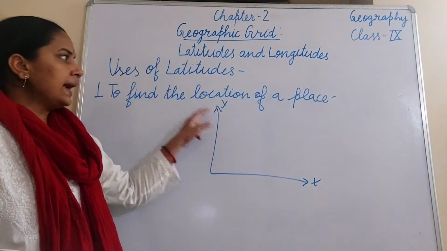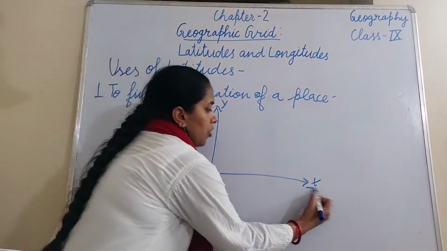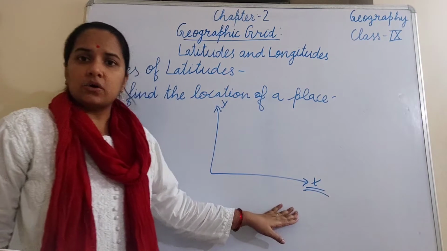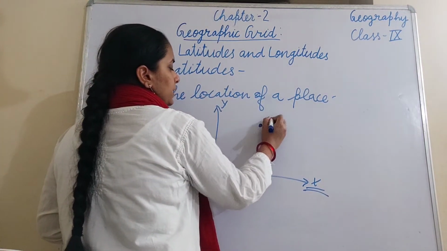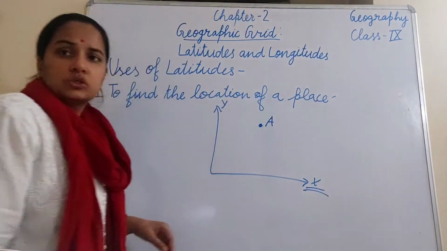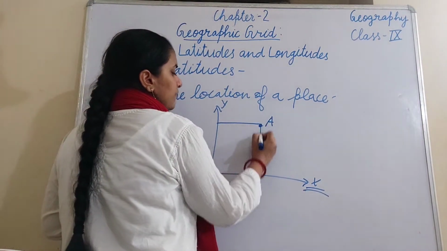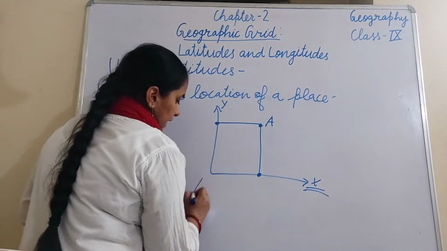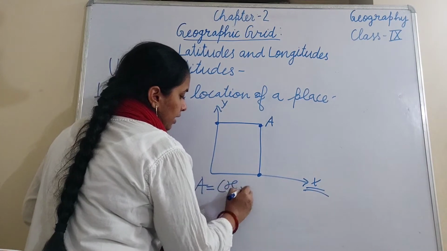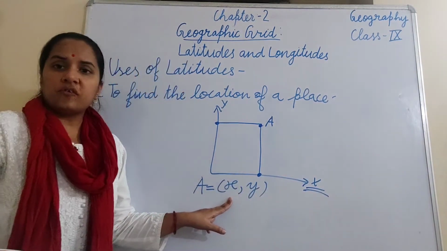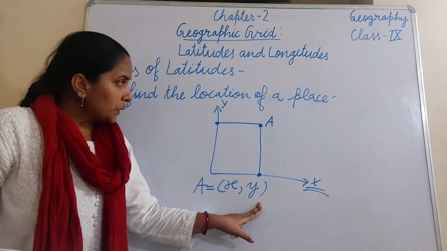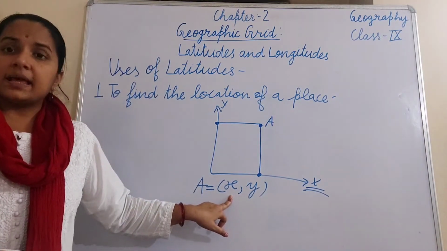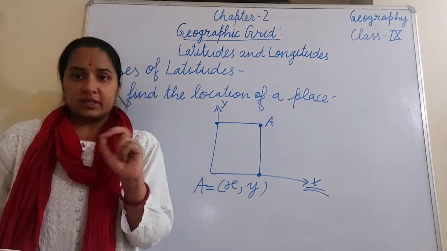So the line of latitude gives you the value of x. Lines of latitudes are the horizontal lines. The x-axis is the horizontal line. Suppose this is the point A and we have to find the location of this point. So how do we find it? We will take this point. The address of A will be the value of x and the value of y. So here the line of latitude gives the value of x, that means it gives one coordinate.